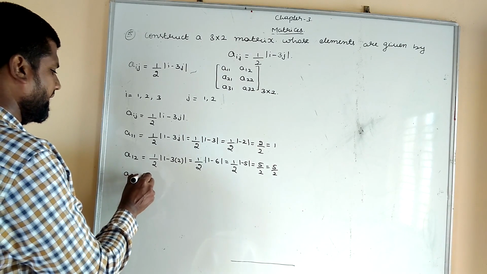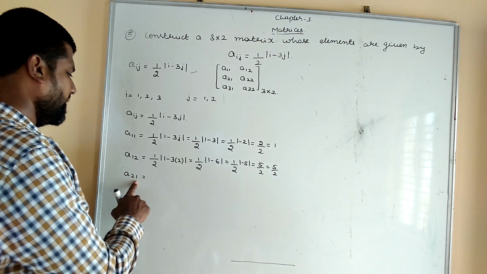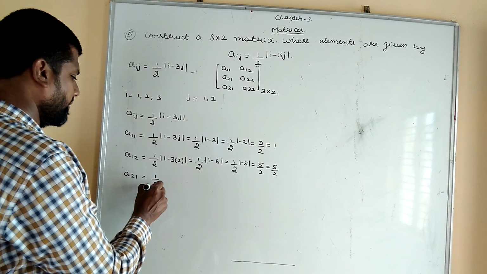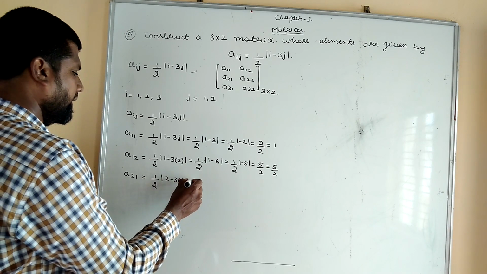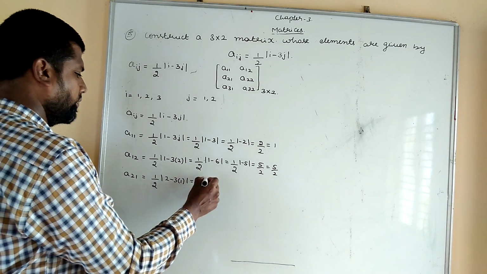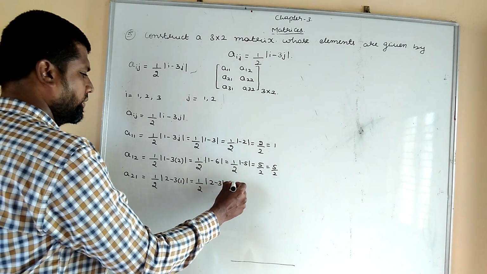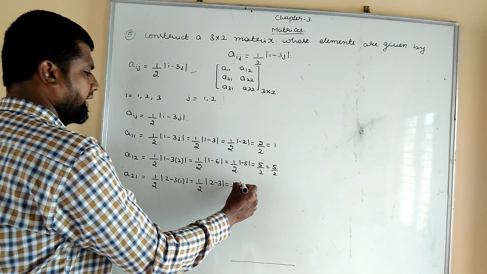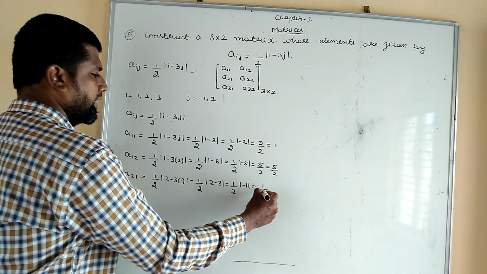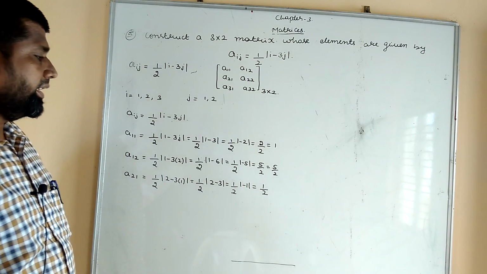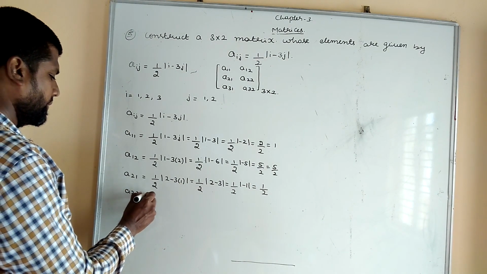Next element is a21. 2 means i, j means 1. Let us substitute 1 by 2 modulus of 2 minus 3 into 1. Then 1 by 2 mod 2 minus 3, that is equal to 1 by 2 mod minus 1. If you remove the mod, we will get a positive number. Then a21 is 1 by 2. Then let us go for the a22.